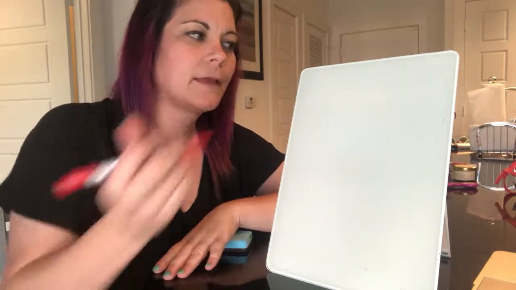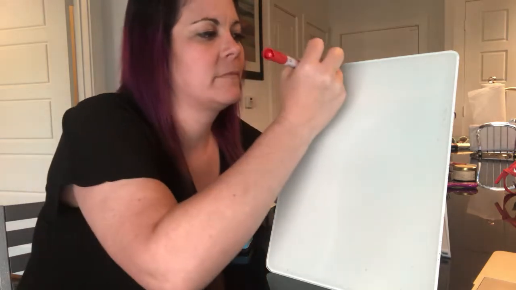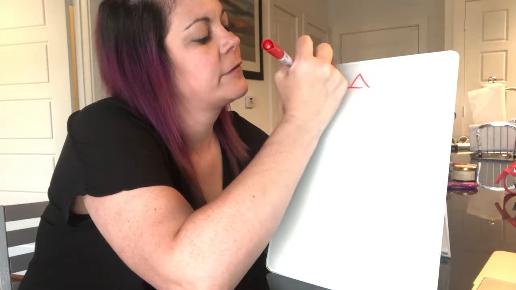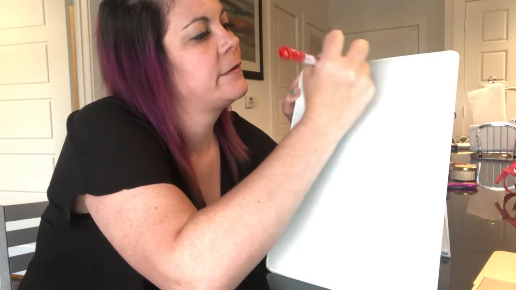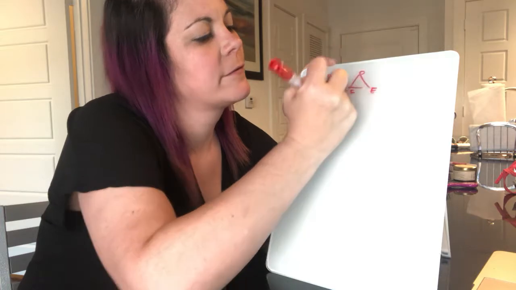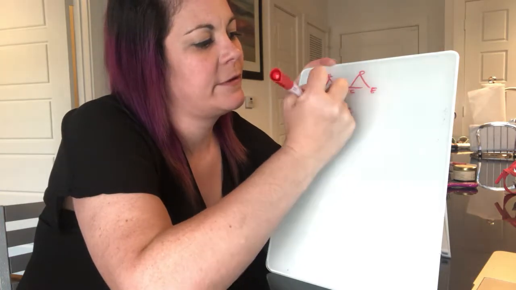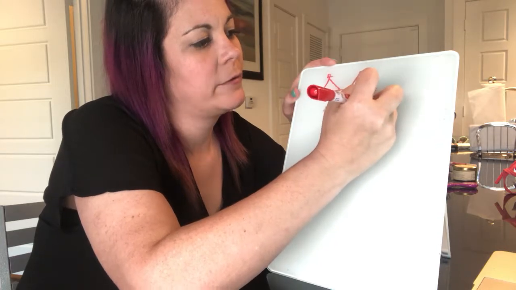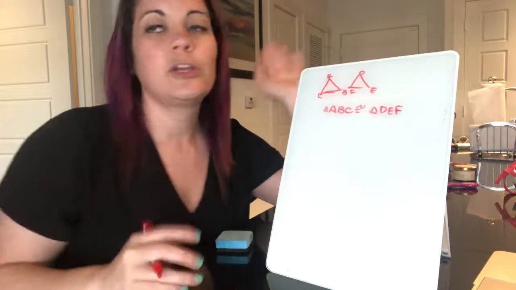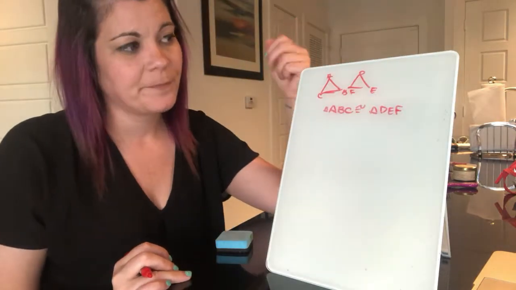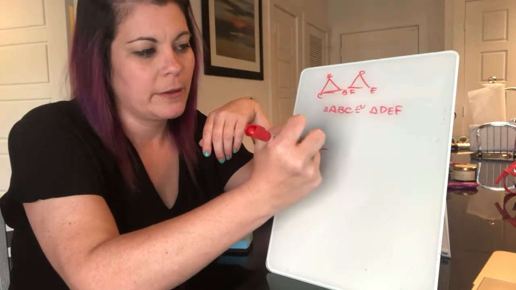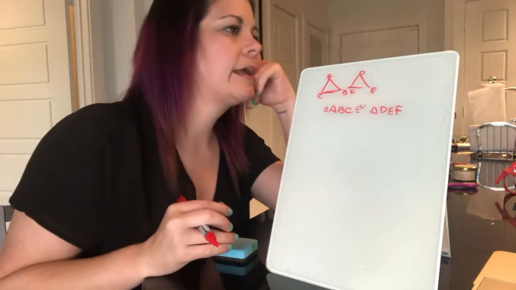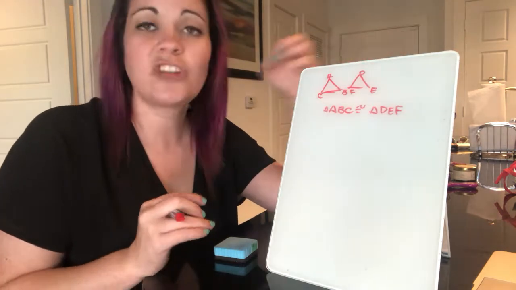So if I said that this triangle was congruent to this triangle, so triangle ABC is congruent to triangle DEF, then I would know that they are the same size, same shape. And that's the congruent symbol, the equal sign with the little squiggly over it. So that's congruent.